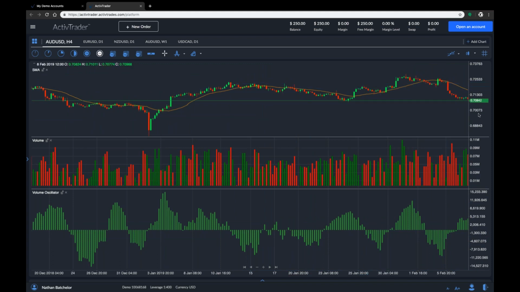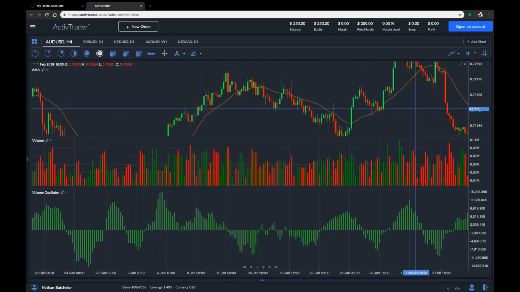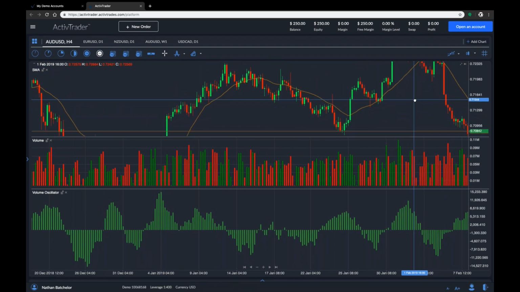The volume oscillator can also be used as a divergence indicator, much like the WAD indicator, and divergences obviously occur when there is an increase or decrease in price, which is accompanied by a decrease in volume.